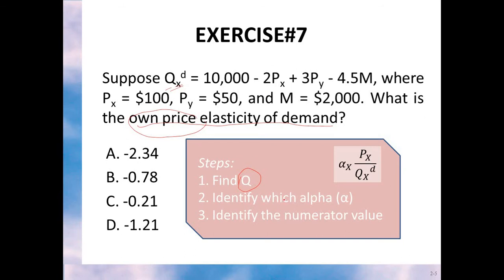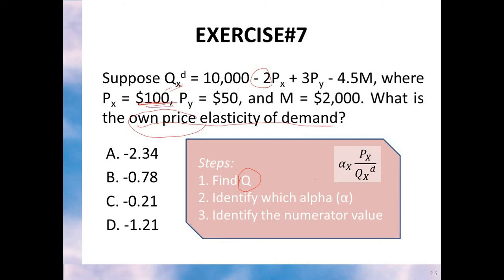Then identify which alpha. This is the formula for the own price, so the alpha should be the alpha X. You see where the alpha X is. This is PX, so this should be the alpha X. Then identify the numerator value. The numerator for the own price should be the PX. So this is the PX, the value of PX.